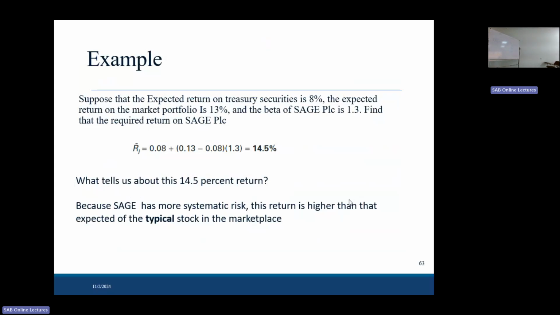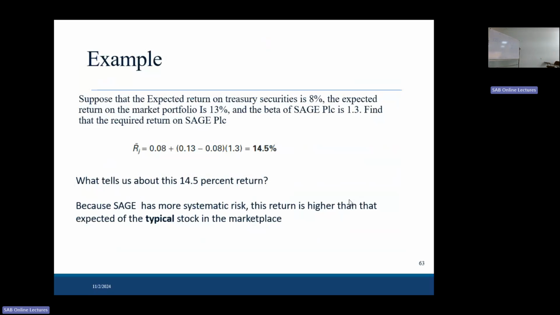So you are given the treasury bill security is 8%, the expected return on the market is 13%, and beta is 1.3. What can you say about that? How to interpret? Now the Sage PLC beta is 1.3. What can you say about the systematic risk? High or low? High, because it is greater than 1. Systematic risk is high.